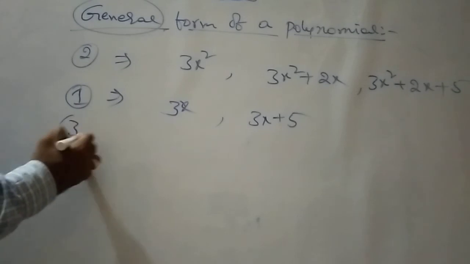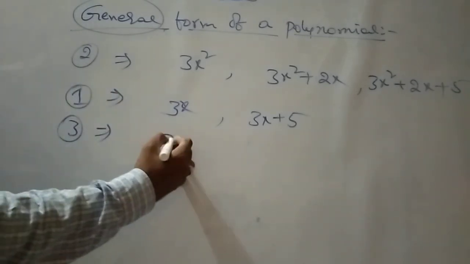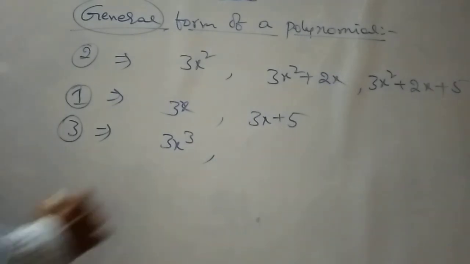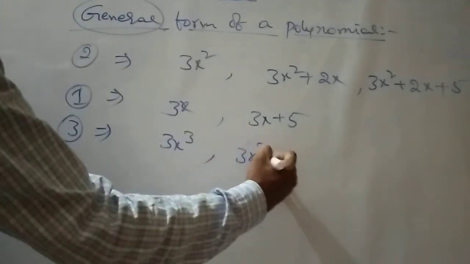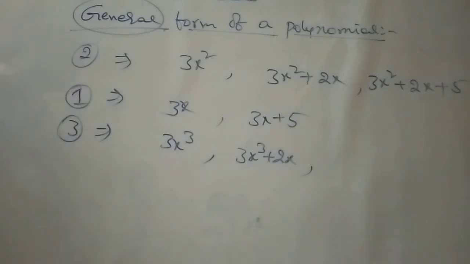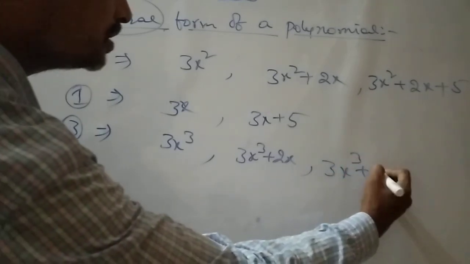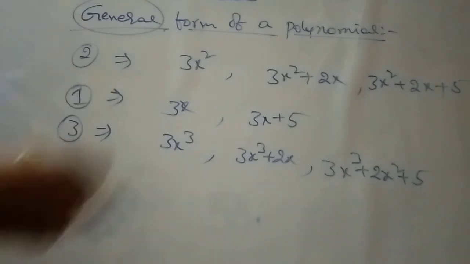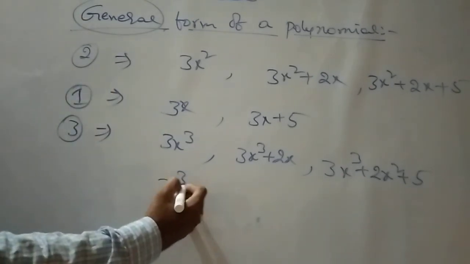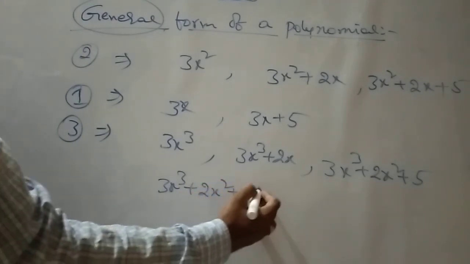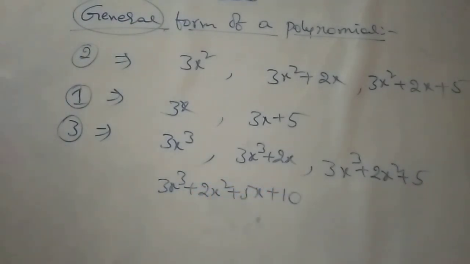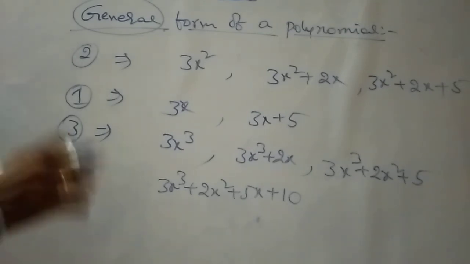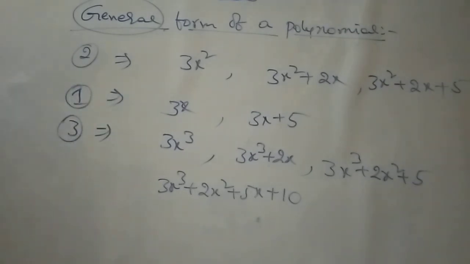Suppose the degree is 3. We can write one term, 3x cube, degree 3. We can write 2 terms, 3x cube plus 2x. Here also degree 3 only. We can write with 3 terms also, 3x cube plus 2x square plus 5. Degree 3 only. With 4 terms also possible: 3x cube plus 2x square plus 5x plus 10. More than this we cannot write. If degree 3, only 4 terms.